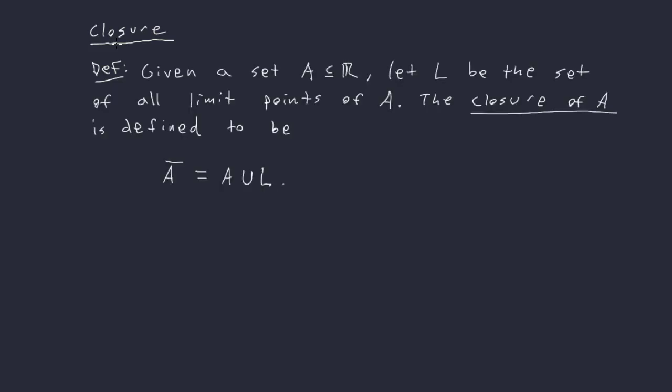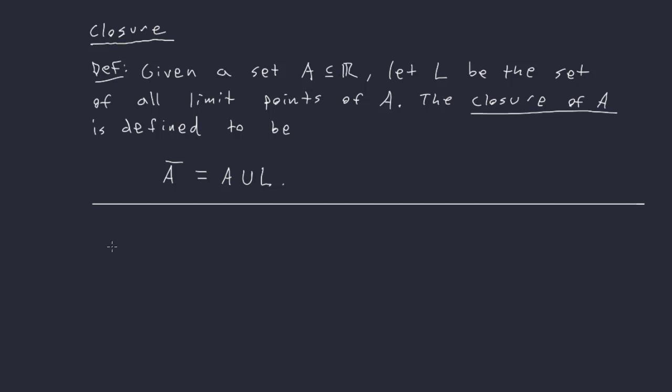All right, so given a set A, which is a subset of the reals, we're going to let L be the set of all limit points of A. Then the closure of A is defined to be this set here. We use a bar for this. So A bar, the closure of A, is equal to A unioned with its limit points. Okay, so basically A bar is the closed set that we create by just taking all the limit points of A and adding them in.